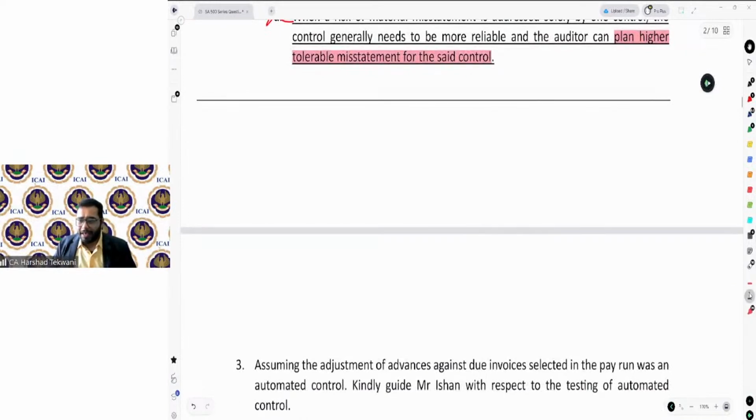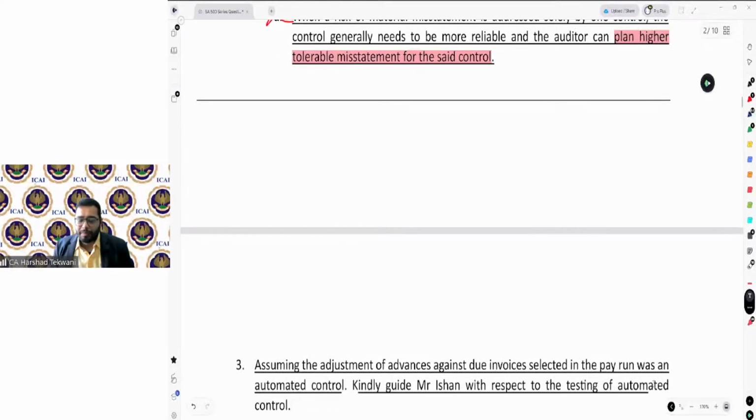Now, the next question is, assuming the adjustment of advance against the due invoices selected in the pay run was an automated control, kindly guide Mr. Ishan with respect to the testing of automated controls. How do you test the automated controls? Let's say this is not a manual control. This is an automated control which is performed by the system. That system knocks off the advances against the outstanding invoices. How will you test that particular control?